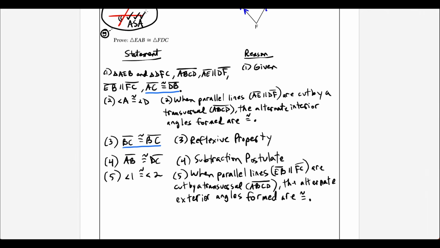So now that we've established the last pair of angles are congruent, we're able to finally conclude this proof. So now we could say here that triangle EAB is congruent to triangle FDC, and this is true by the angle side angle postulate.